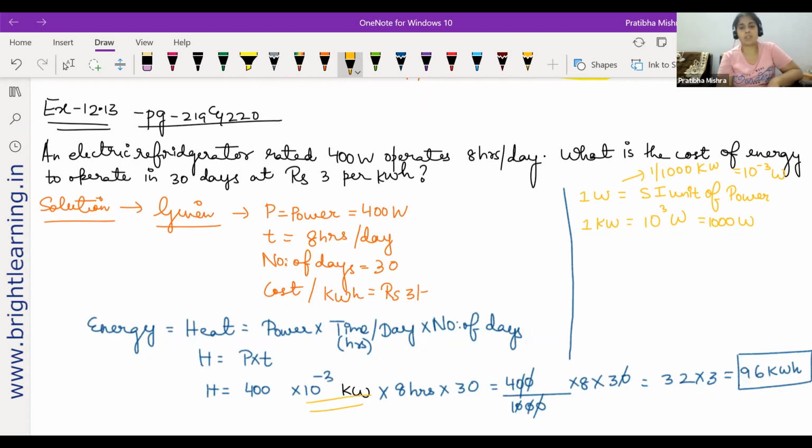Yes, ma'am. That's the reason I have written it. And if you don't want to write it as 10 to the power minus 3, you can again bring it in the denominator. 400 into 1 by 1000 is nothing but 400 by 1000. Multiply it with 8 hours, 8 hours in one day. So in 30 days, how many hours? 240 hours, 8 into 30, right?